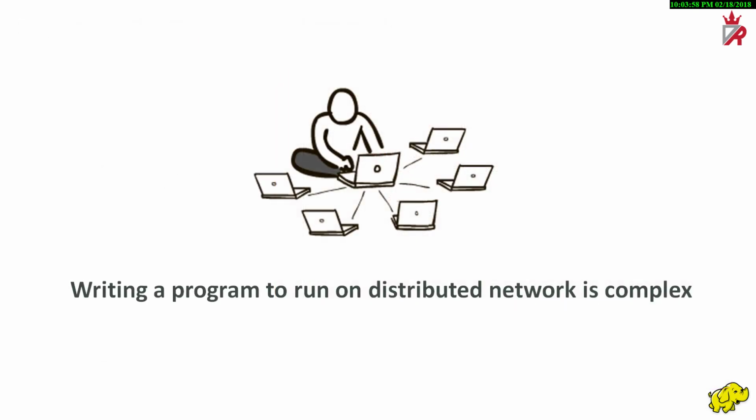But programming for a system like a distributed network is a lot more complex. We will try to understand a few terms like distributed network, distributed program, and distributed programming in more detail before we venture further to understand the complexities involved in distributed programming.